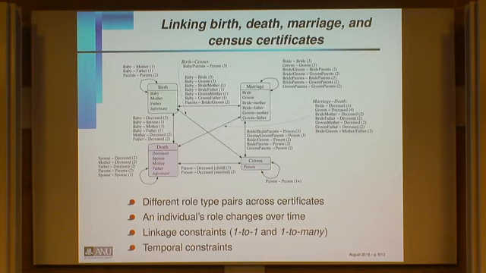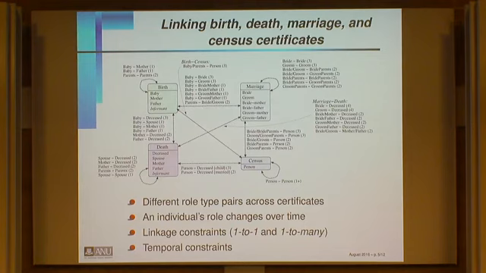And the aim is that we're linking individuals to build a very big graph where the nodes are the certificates and the links between the certificates are the similarities which we have. And I'll come back to this a bit later on. So we have different types of roles across the certificates. An individual's roles over time are changing. So baby becomes the bride, then becomes the bride's mother.